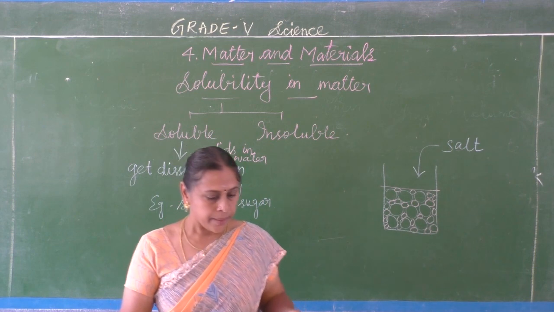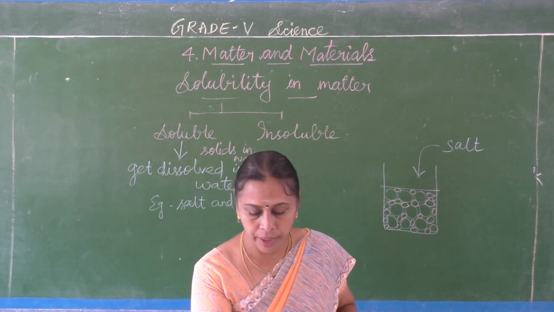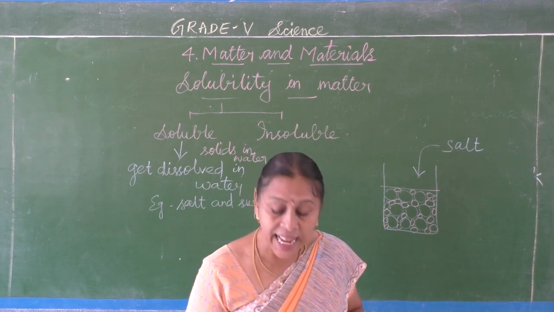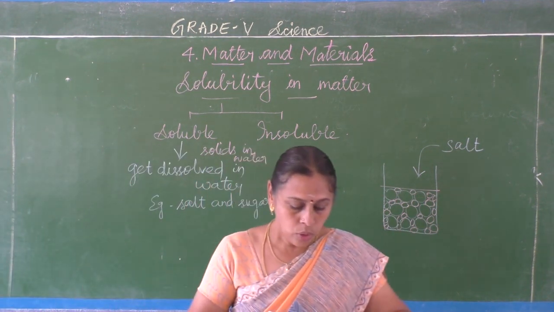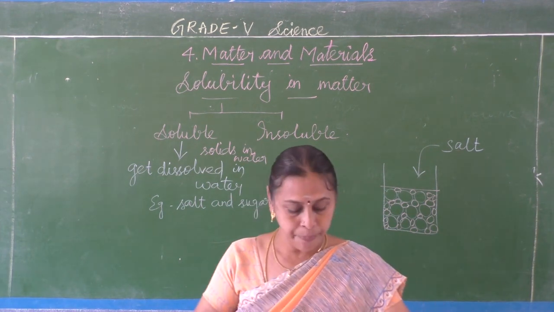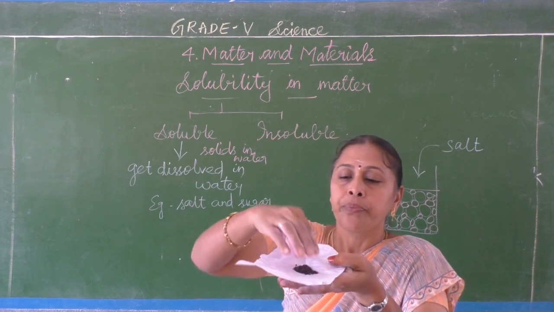Hope you all understand. Next one, in the same way, in your book they have given potassium permanganate. It is nothing but a crystal. It is available in the lab, we keep it there. So children, this is that potassium permanganate crystal. I hope you all could see.